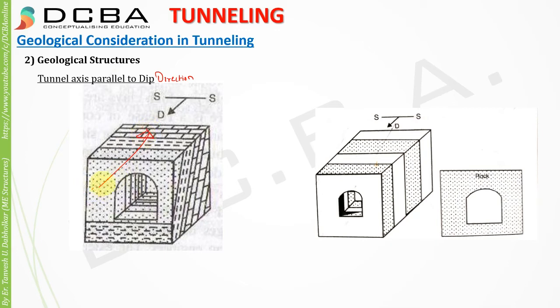This is that dip direction this way, and if a tunnel axis, which is also like this, is parallel to it, then it is considered to be a good option. Now why? Because you can see that this much part, let us say this much part, would be acting like an arch beam, and it will support all the load that is coming from the top.